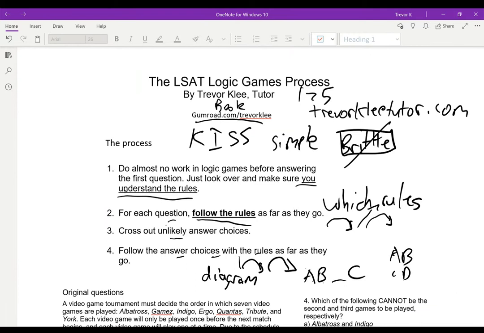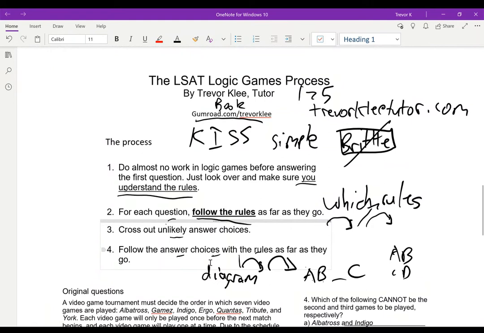But the mental work I do is mental. Drawing out diagrams isn't going to be your substitute for thinking. It's just a way to keep track of things. All right, so this is the process. I make sure I understand the rules. I follow the rules in the questions using this linear thinking process. What's step 1, step 2, step 3? I cross out my unlikely answer choices. And then for the ones that are left, I will follow them as far as they go.